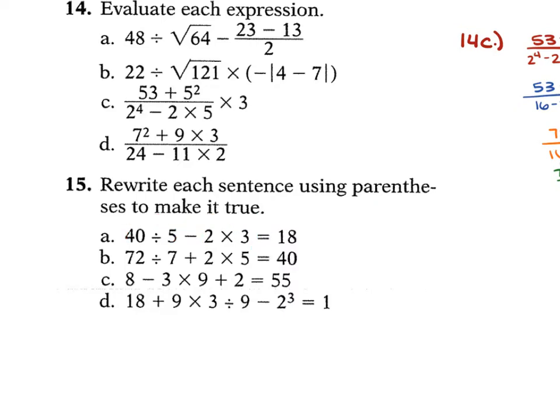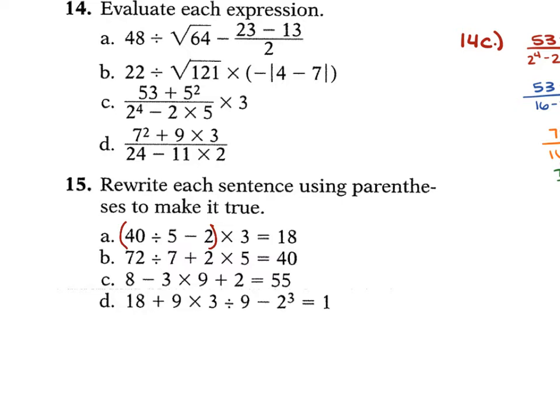Okay, so let's try this a different way. We don't need 2 numbers within a parenthesis, so let's try the 40 divided by 5 minus 2 first. All right, so if we did 40 divided by 5, that's 8, minus 2 is 6. 6 times 3 is 18, so that works.